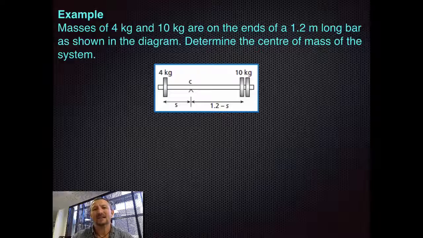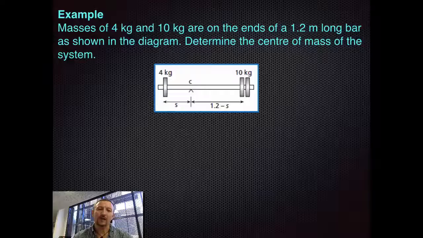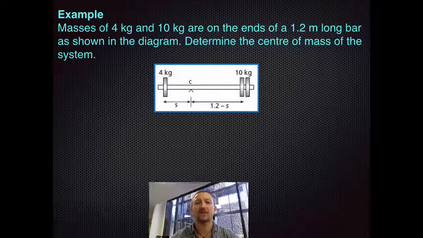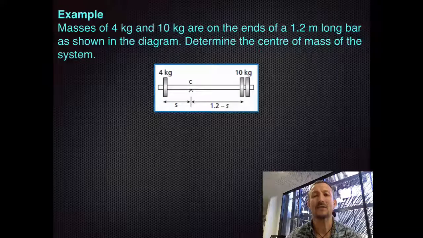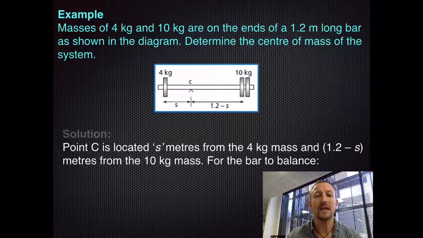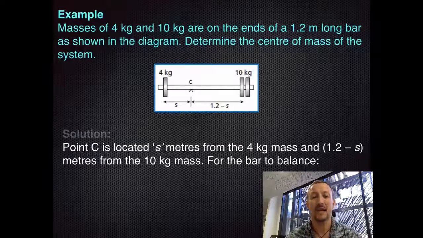So let's have a look at an example here where we can utilize the center of mass and work out what's happening either side of an object and state whether it's going to move in one direction or another. So here we've got masses of 4 kilograms and 10 kilograms on the ends of a 1.2 meter long bar as shown in the diagram. We're going to determine the center of mass of the system. In this case, we notice that point C is located at a certain distance S from the 4 kilogram mass, and 1.2 minus S meters from the 10 kilogram mass.